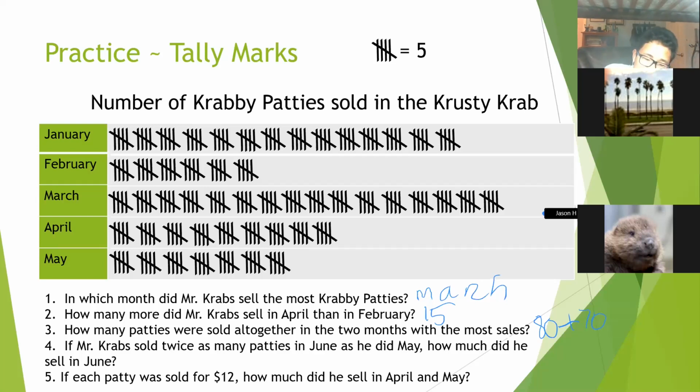And since we're finding out how many patties were sold in total with these 2 months, we just do 80 plus 70, which means 150. So the answer to number 3 is 150.